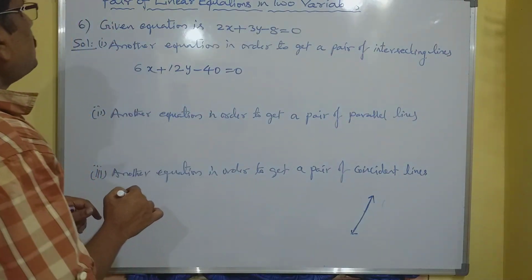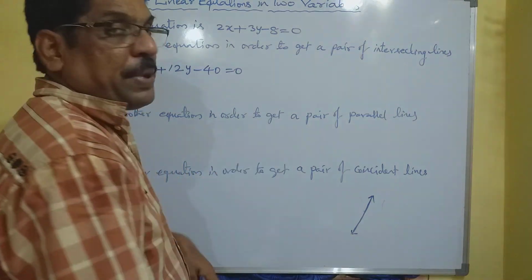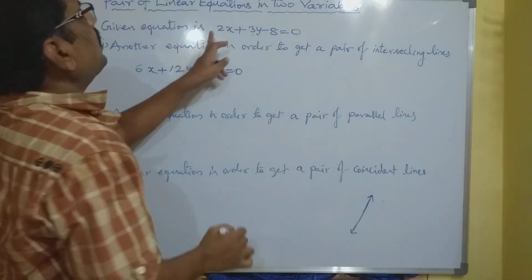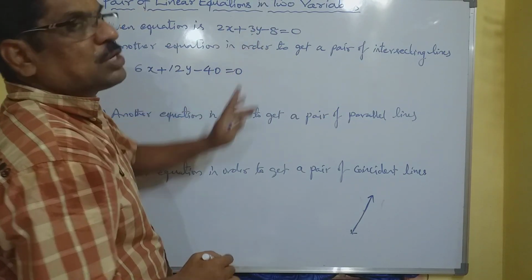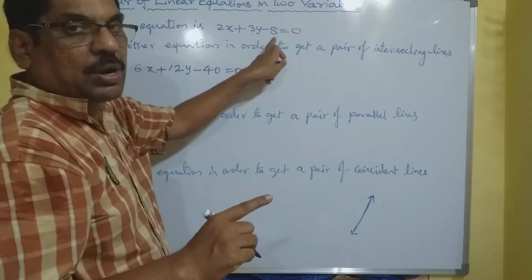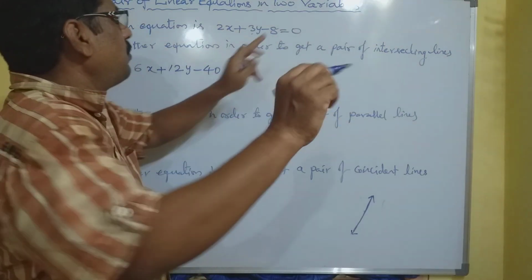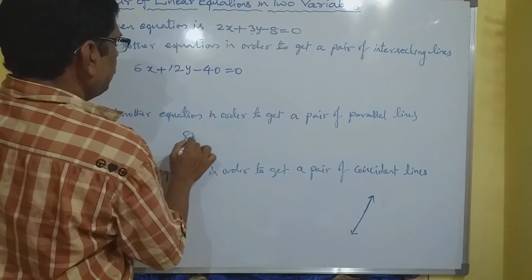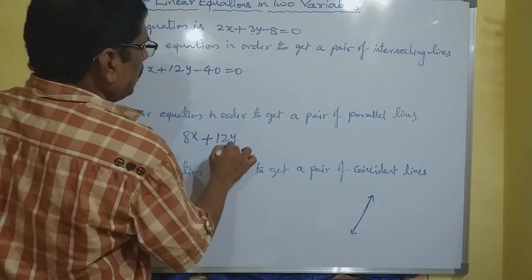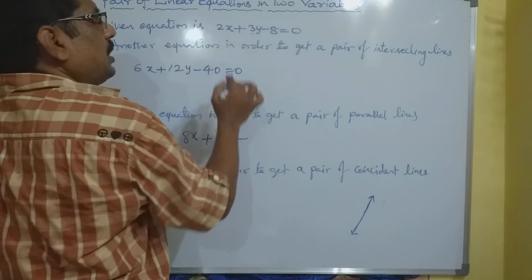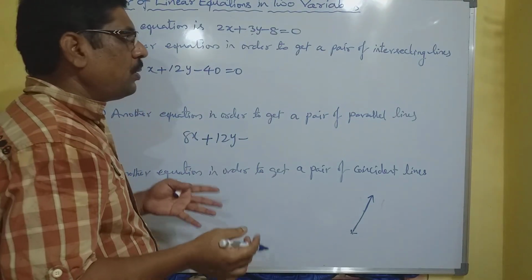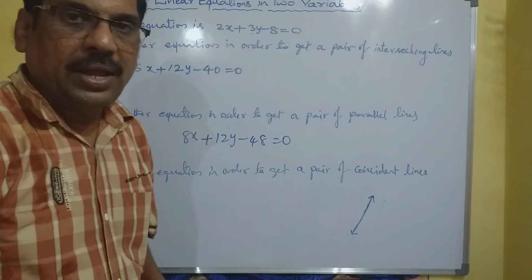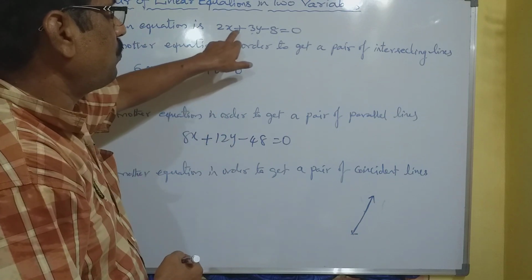Now, if you want to get a pair of parallel lines, the first two numbers, the x coefficient and y coefficient, must be multiplied with the same number, and the constant must be multiplied with any other number. Let us take one number, for example, 4. 4 times 2 is 8x, 4 times 3 is 12y. Now take any other number and multiply with the constant. For example, 6 times 8 is 48. Definitely you will get a pair of parallel lines if you draw the graph.